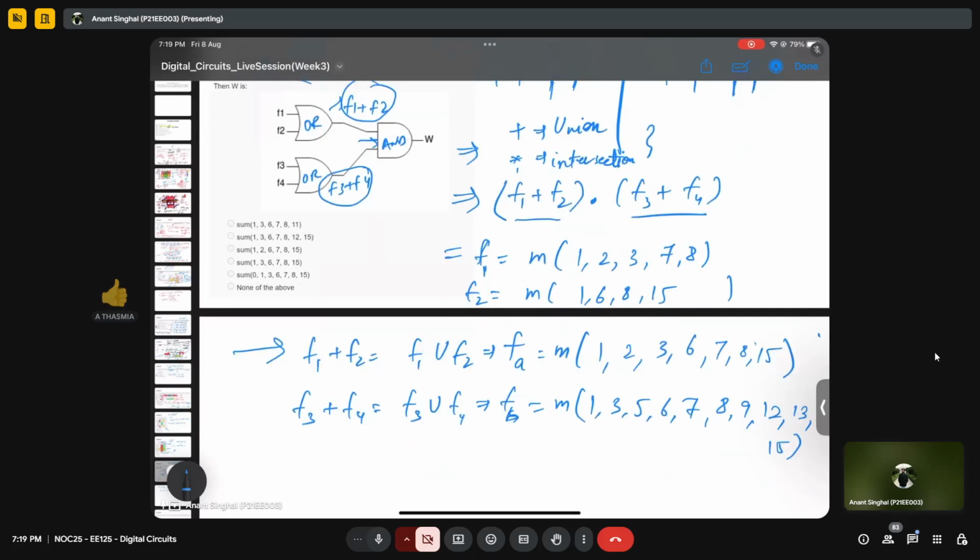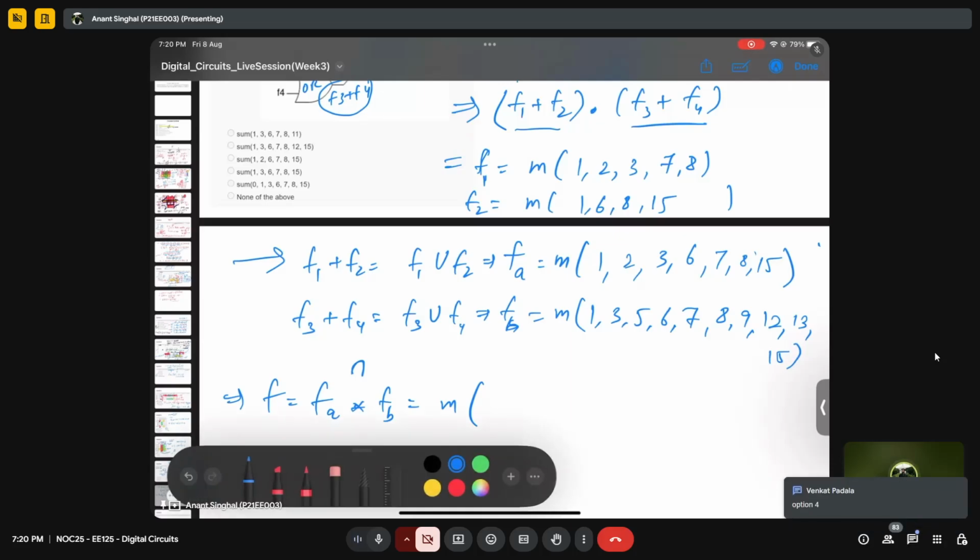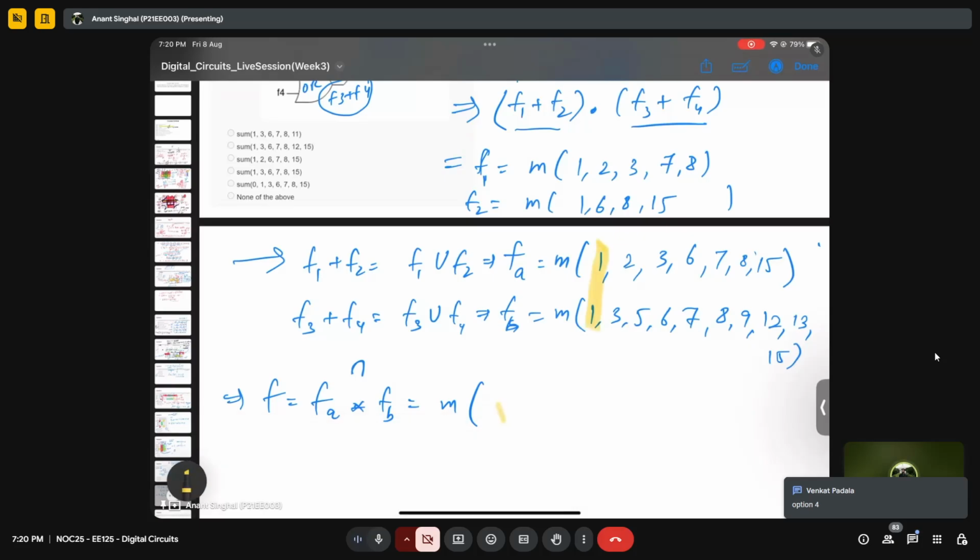Okay. So now basically the final answer would be FA multiplied by FB. That means you have to take the intersection. Only the terms which are the same in both FA and FB will be the final answer. So let me do that. 1 is common, right? Then 3 is common, then 6 is common, 7 is common, 8 is common, and then 15 is common.